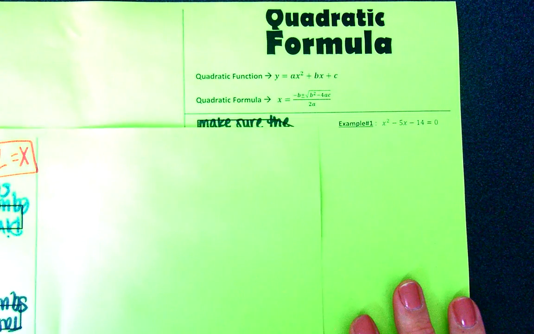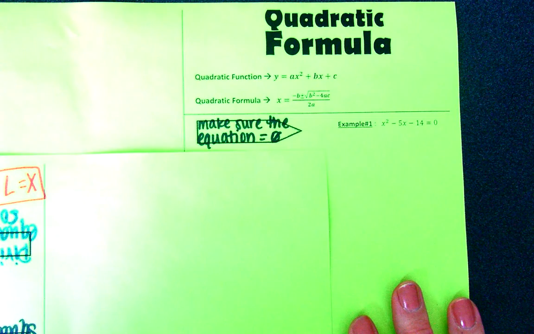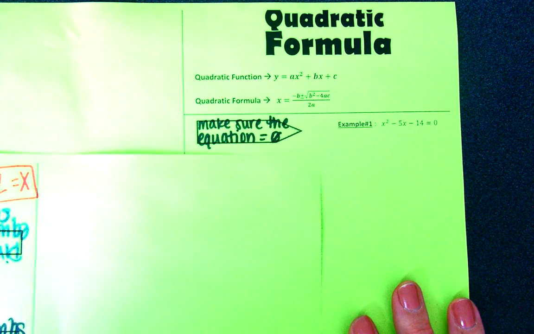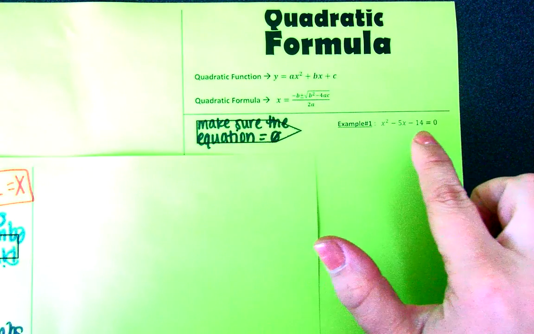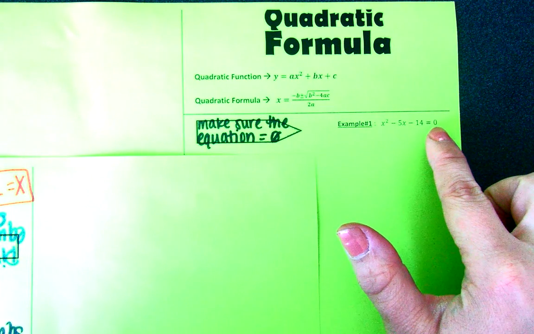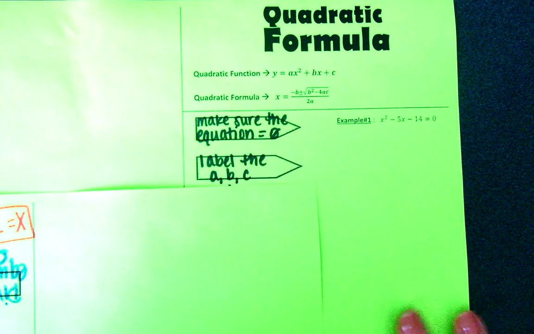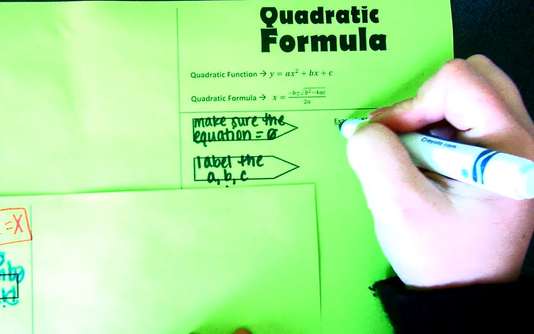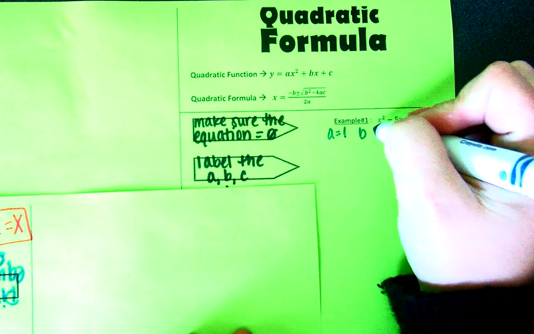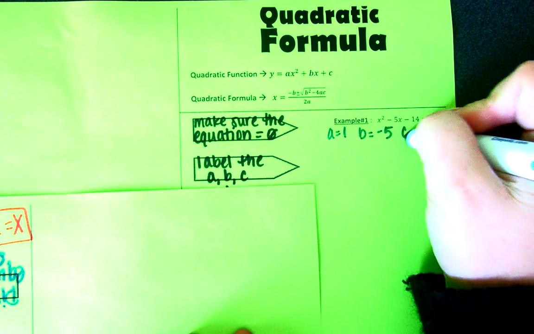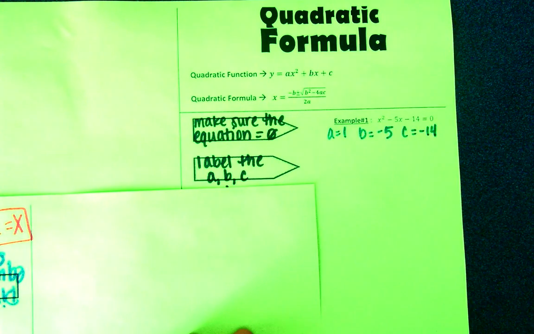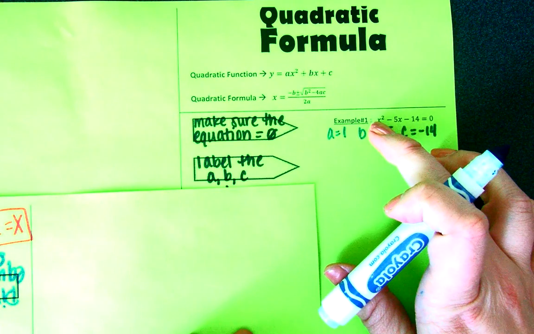First thing you have to remember, your first step is to make sure the equation equals 0. So over here it has to equal 0. If it does not equal 0, then you have to move around the parts to make it equal 0. Step 2, you have to label your A, B, and C. My A is 1. My B is -5, and my C is -14. Remember, your A, B, and C are always numbers, so what's always invisible in front of x squared is 1.